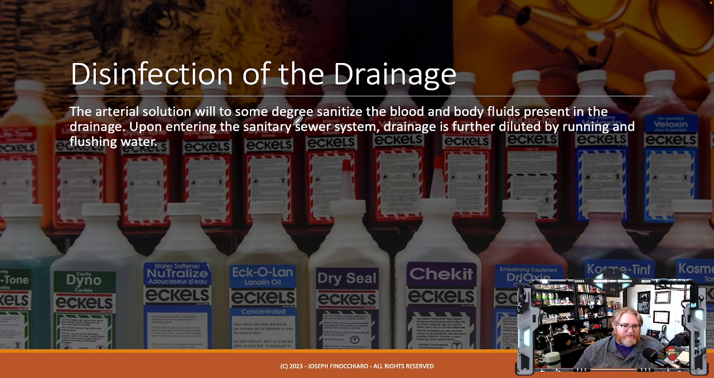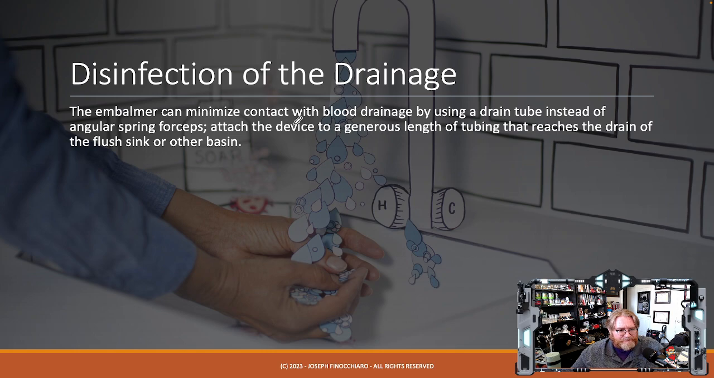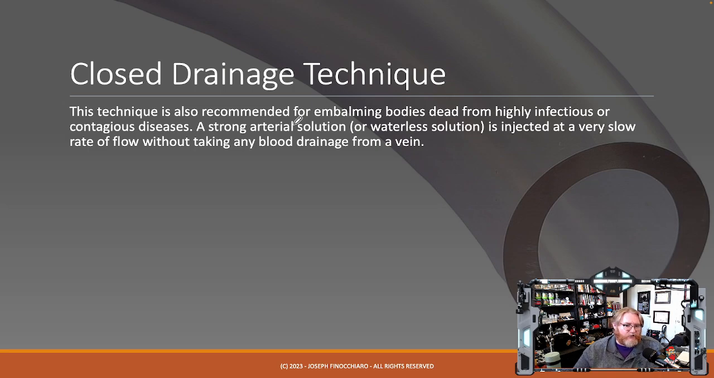Upon entering the sanitary sewer system, drainage is further diluted by running and flushing water. The embalmer can minimize contact with blood drainage by using a drain tube instead of angular spring forceps. Attach the device to a generous length of tubing that reaches the drain of the flush sink or other basin. And then closed drainage. This technique is recommended for embalming bodies with a highly infectious or contagious disease. A strong arterial solution, typically waterless, is injected at a very slow rate of flow without taking any drainage.